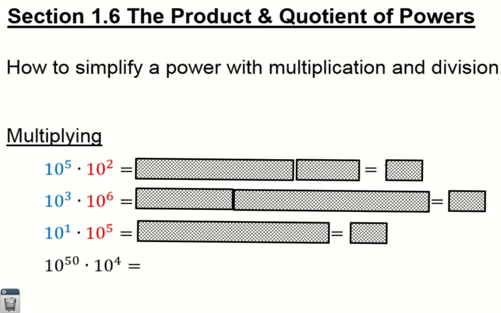Alright, section 1.6. In case you're absent or need to go back and review, maybe the test is coming up or something, I don't know, but here we go. The product and quotient of powers. It's tough to know what that title means, especially if you've never learned this before, but I promise you it'll be much clearer, if not crystal clear.